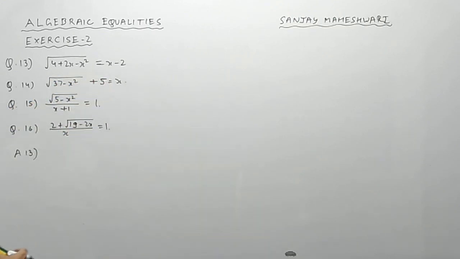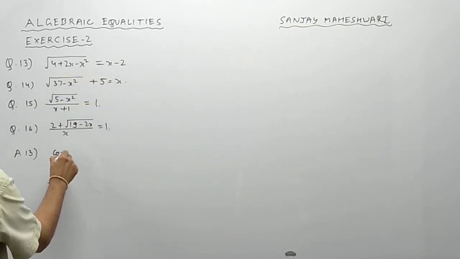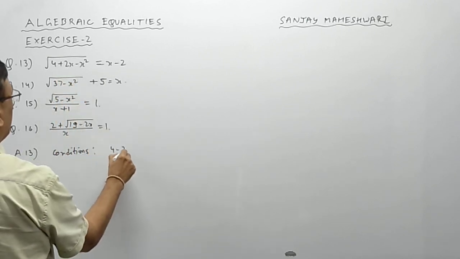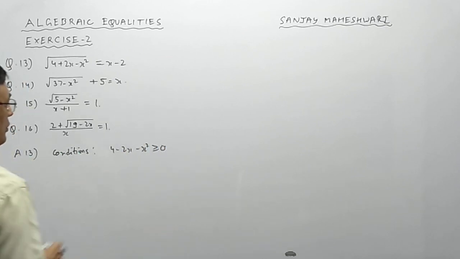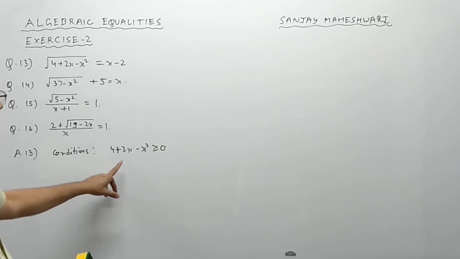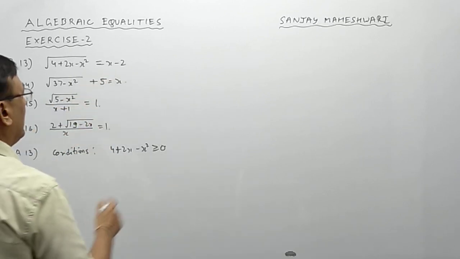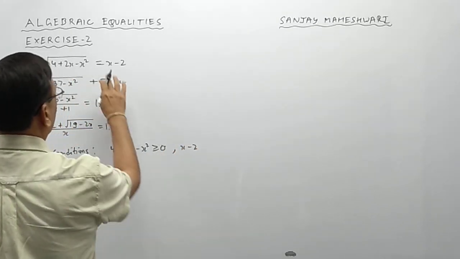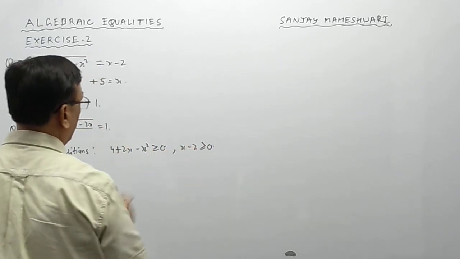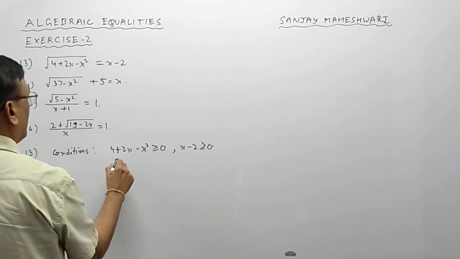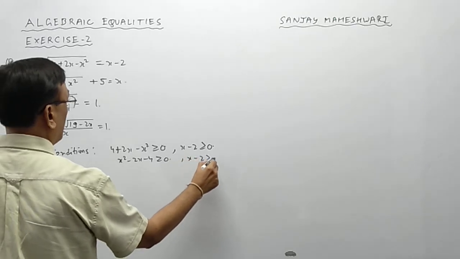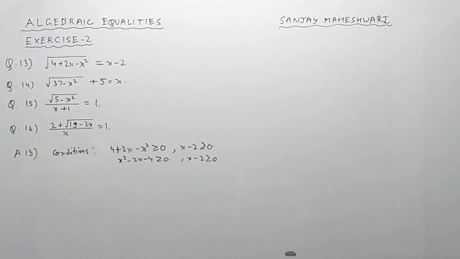There are two conditions. What are those conditions? Number one, 4 minus 2x minus x square should be greater than or equal to 0. This needs to be checked always here. And number two, x minus 2, since the left hand side is either positive or 0, so this is the next thing. So here you can check x square minus 2x minus 4 should be greater than or equal to 0. x minus 2 greater than or equal to 0.